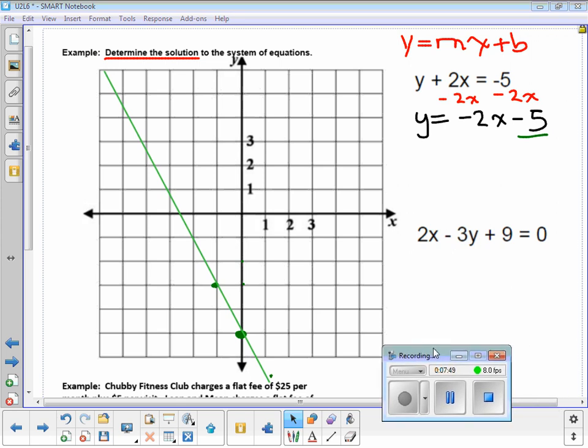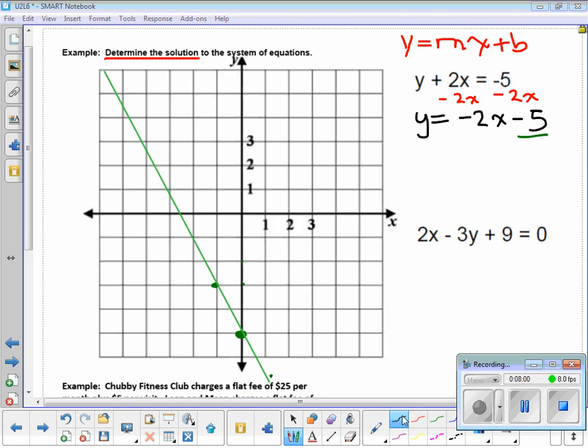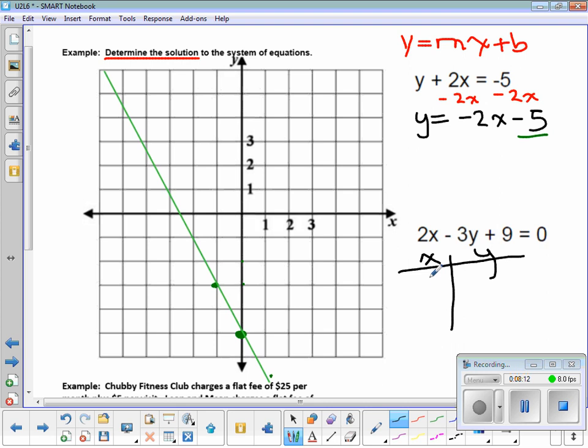The next one is a little bit harder to do. Like for me to rearrange would take too much work in my opinion. So what I'm going to do is I'm going to make a little quick table of values, and obviously I'm going to choose really nice numbers to do that. So I'm going to do an x and a y. For my x, I'm going to choose the number 0 because it's a nice number. So that means I have 2 times 0 minus 3y plus 9 equals 0. That's the same as negative 3y plus 9 equals 0.